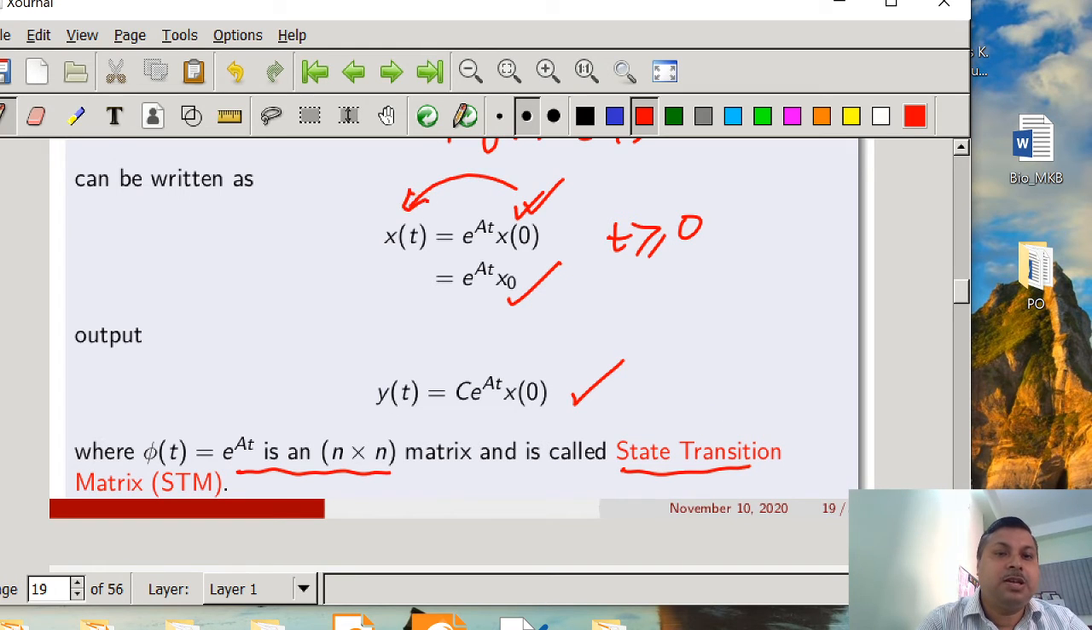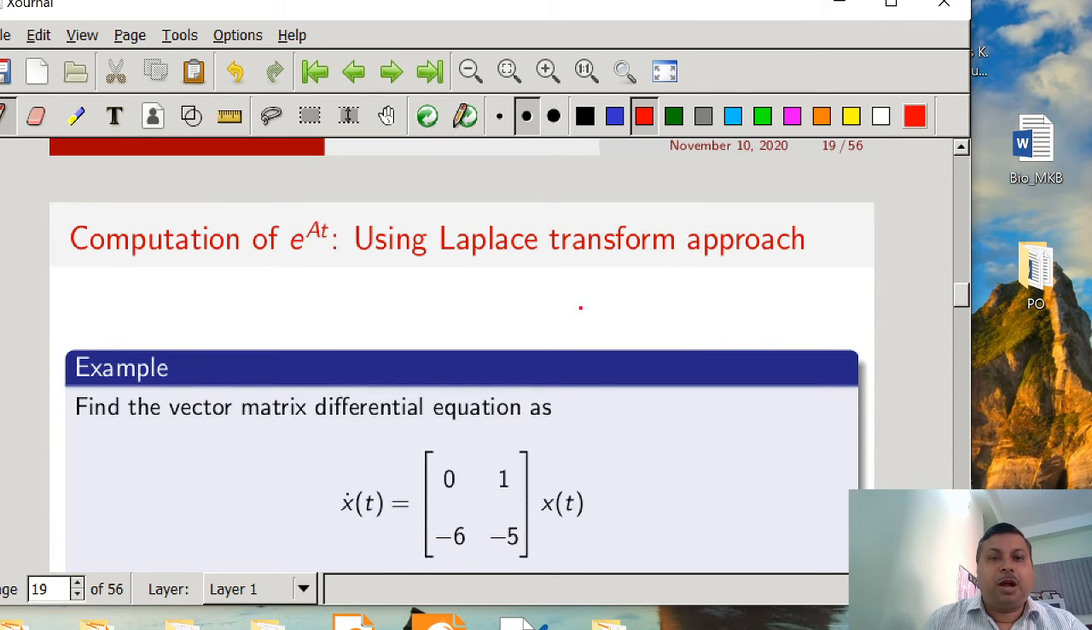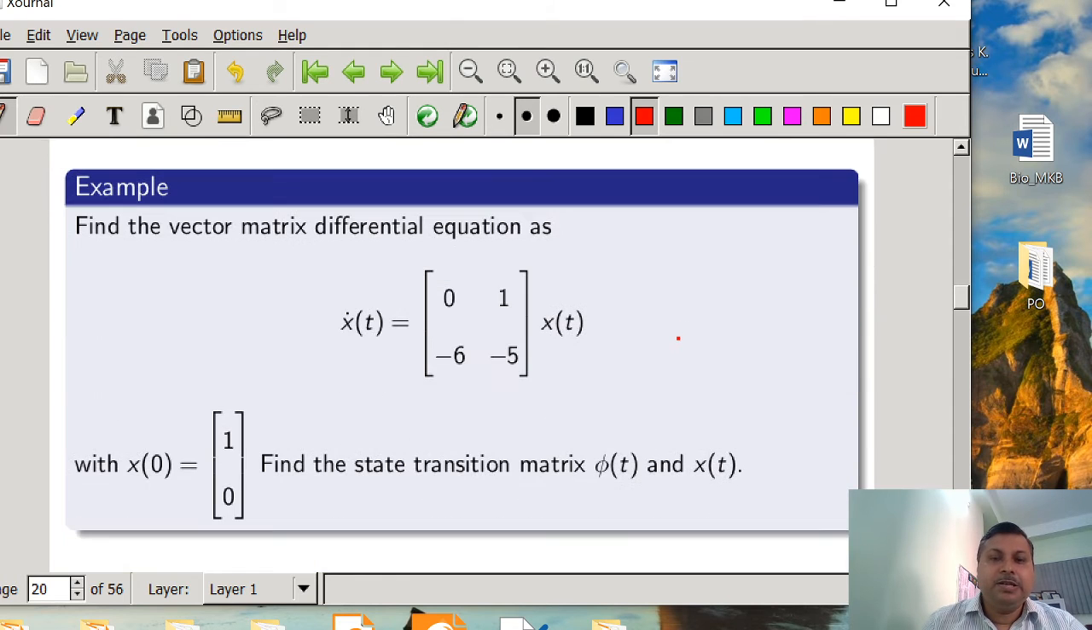What is the transition here? From the initial condition, you can know at any time t greater than or equal to 0 what x of t is, if you have knowledge of e to the power At. And my claim is that e to the power At will also be an n by n matrix. Fine. So let us see with an example how to compute e to the power At using the Laplace transform approach. The first approach will be the Laplace transform, and we will discuss it with an example, which is very easy to understand.